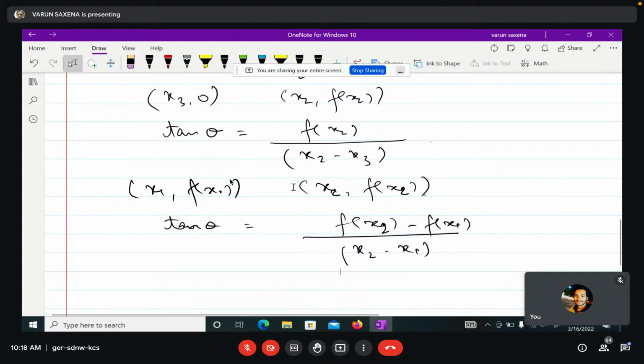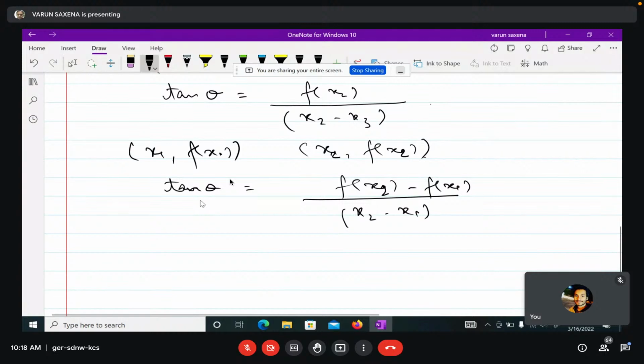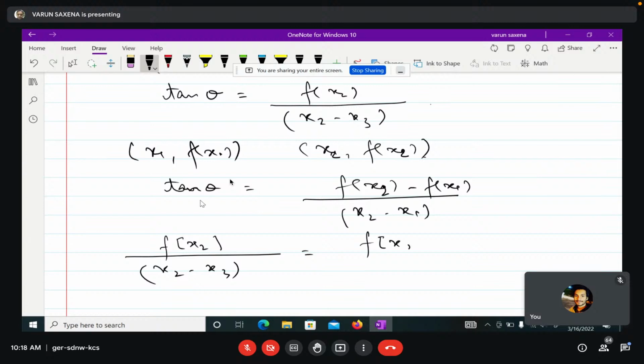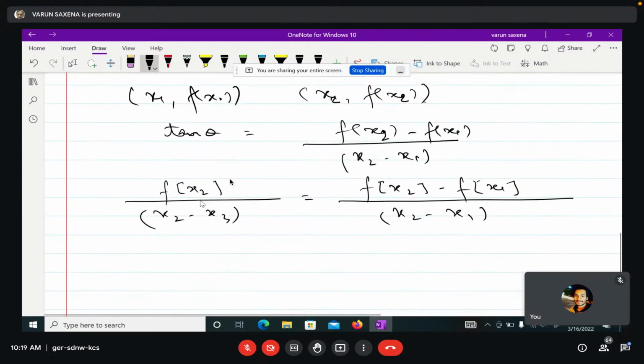You have to interpolate it. So now, if you look at it, these 2 things should be equal because these are points on the same line. So the slope should be the same. So if you put them equal, f(x2) divided by (x2 minus x3) equals (f(x2) minus f(x1)) divided by (x2 minus x1). So if you now solve for x3 in this problem, you can see that x3 is here and everything else you already know.